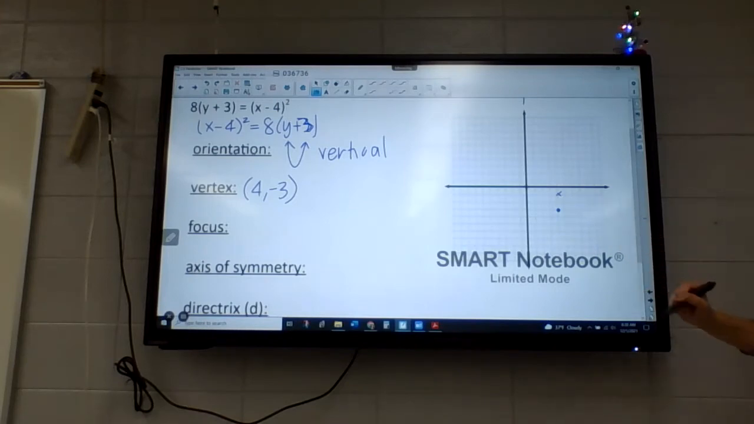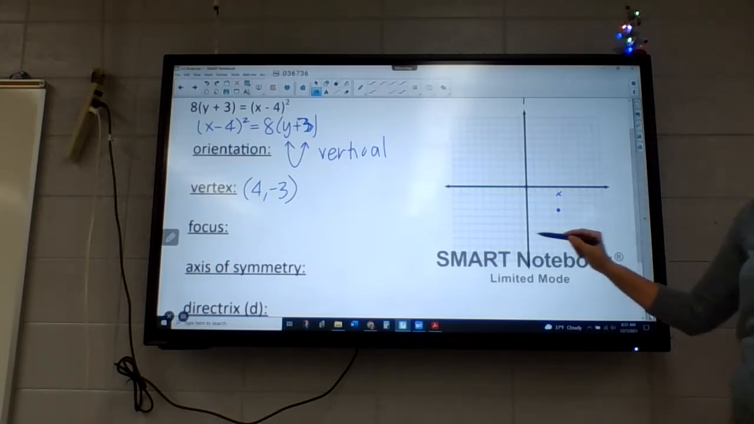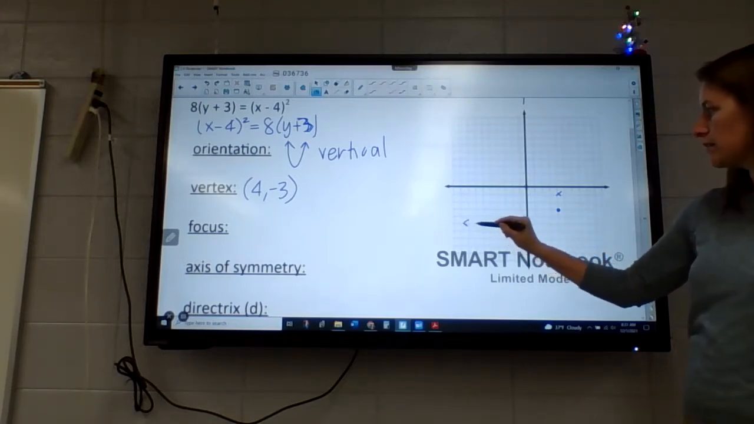Why are you expecting it to point up? Because the p is positive. And because x is being squared. Those two things tell me that. Okay. So p positive, yeah. I totally wrote that. You wrote that, you just.